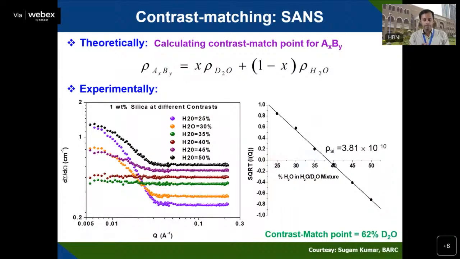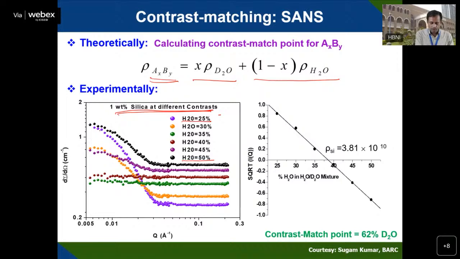So in that way, you have to design your experiment, and we have given you an example here. If an A and B component is there, you can see the contrast by X amount of that material density with D2O and 1 minus X of water. Like in water, you have to mix the D2O, go on doing experiments, and see at a particular concentration you will be able to see both the individual components. By one example here, 1% silica in different concentrations of water and D2O I have mixed. The water is 25% and 75% is D2O, or here water is 50% and D2O is 75%.